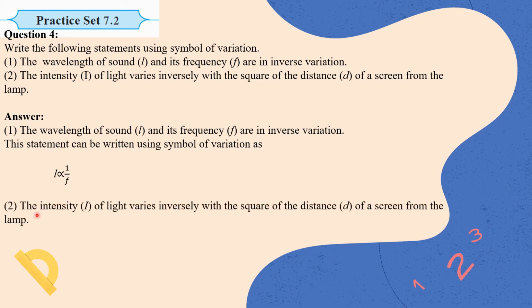Second one, the intensity I of light varies inversely with the square of the distance of a screen from the lamp. So that means we have to take the square of D, that is distance. This statement can be written using the symbol of variation as I inversely proportional to 1 upon D square. The reason we are taking D square is because it is mentioned square of the distance.